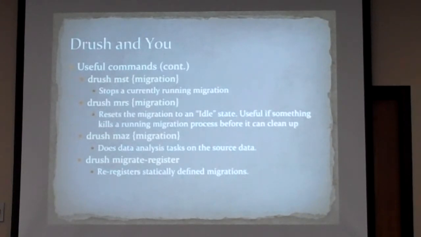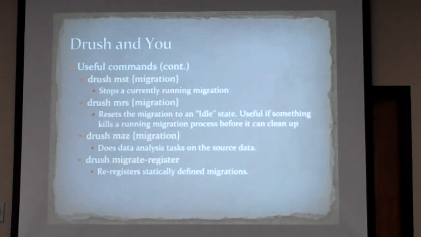Drush migrate-analyze is actually pretty cool. It does data analysis on the source data. Basically, it'll select a set number of rows and then do a quick analysis on it, like say, oh, all of these records are the same, so you probably don't need to worry about it. Or these are the potential ranges you can get, and I'll show you an example of that.